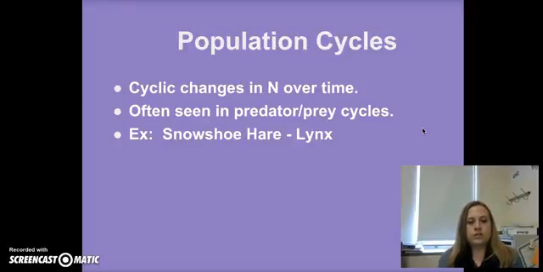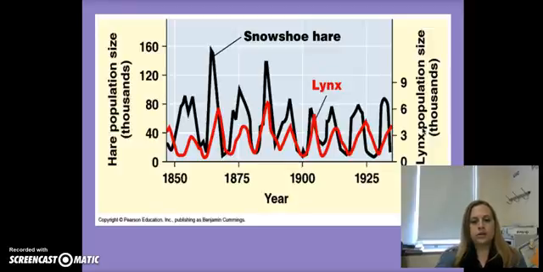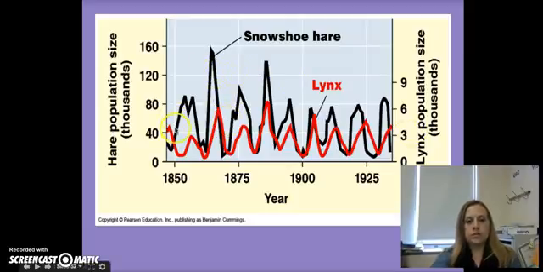So population cycles. Population tends to change cyclically over time. This is often seen in predator and prey cycles. The really classic example is the snowshoe hare and the lynx. You can see here that population sizes for both are fluctuating. The snowshoe hare is in black and the lynx is in red. The snowshoe hare would be the prey and the lynx is the predator.